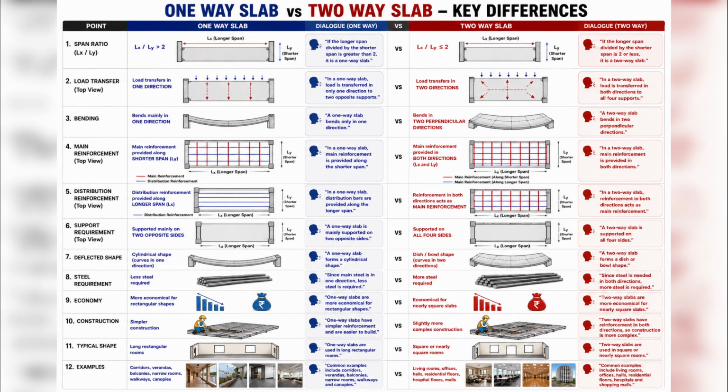12. Applications. In practice, one-way slabs are commonly used in corridors, balconies, verandas, and narrow rooms. Two-way slabs are widely used in living rooms, offices, hospitals, shopping malls, and large halls.